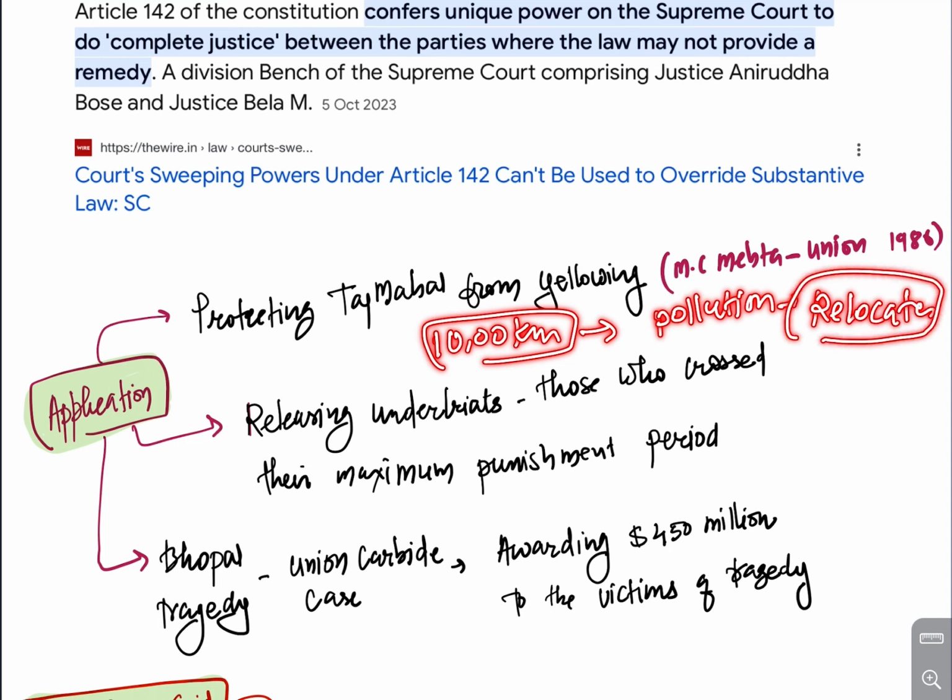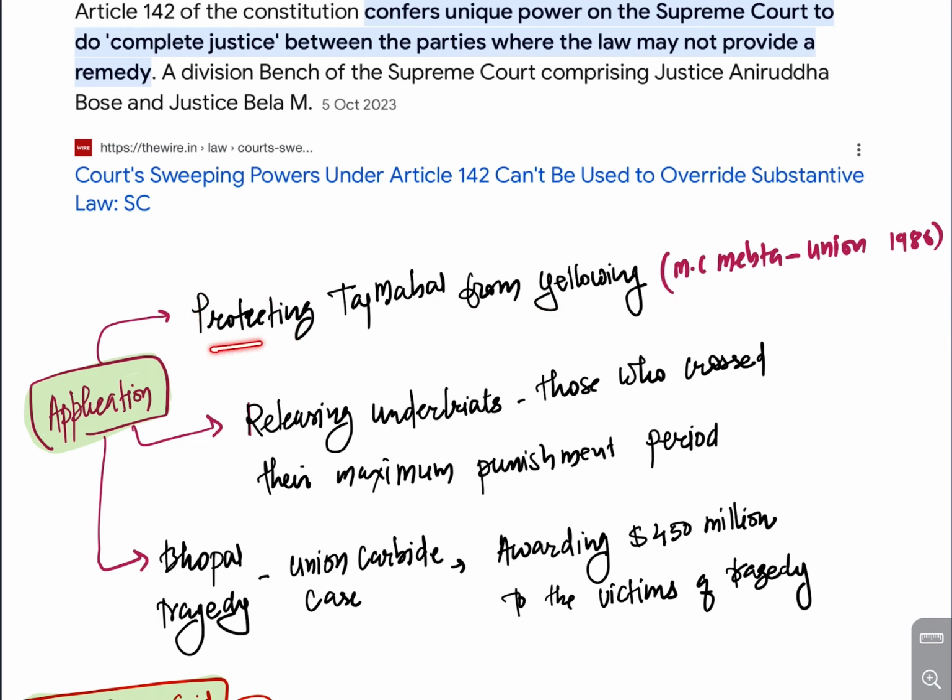So this was a case in which the Supreme Court used power under Article 142, and it had a lot of impact on the industries around the Taj Mahal area, right, affecting the employment and livelihood prospects of the people there.